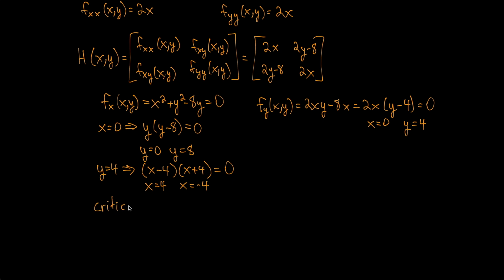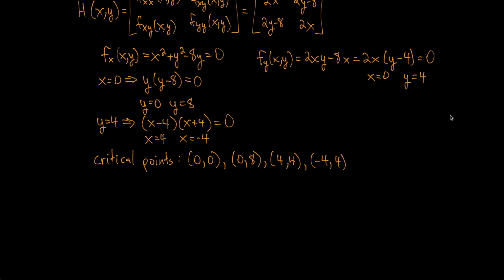So I have a bunch of critical points. I have a critical point at 0, 0. I have a critical point at 0, 8, because x equals 0 gives me y equals 8. I have a critical point at 4, 4, because y equals 4 gives me x equals 4, but I also have it at minus 4, 4, because minus 4 also works for y equals 4. Okay, so 4 different critical points. Let's look at the Hessian of each one.